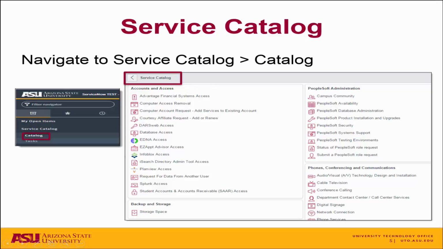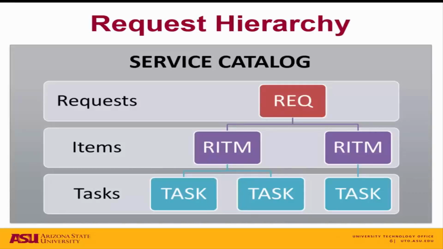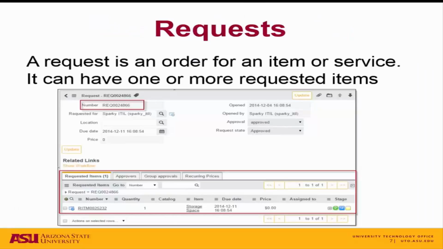There are 3 levels in the service catalog. First are requests. These are things that people make in the service catalog. Each request might have 1 or more items, and each item has 1 or more tasks. Each request is an order for an item or a service.